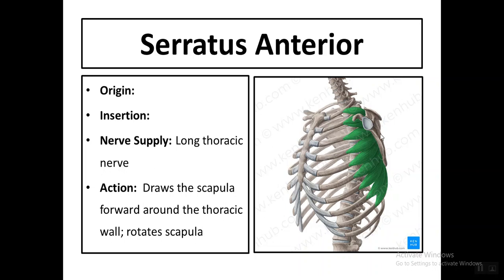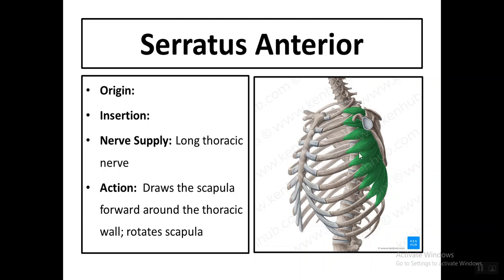It is inserted into the scapula, medial border and the lower inferior angle. Its nerve supply is a branch called the long thoracic nerve. What is the action of this muscle? When it contracts, it will draw or pull the scapula forward in a movement called protraction, meaning movement of the scapula forward.